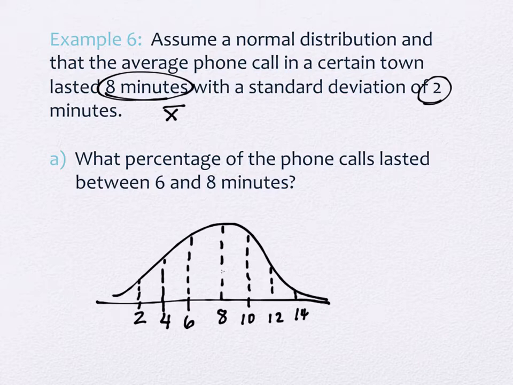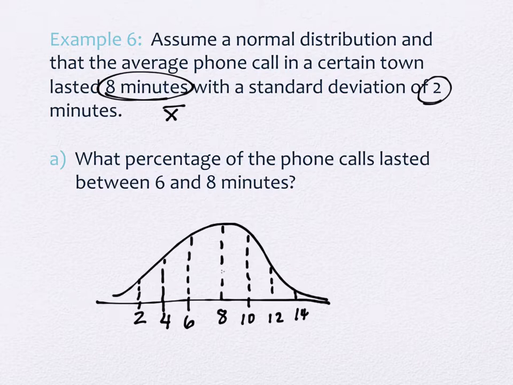So your standard deviation is how many you move for a certain percentage of the data. Okay. So ours is 2 away is going to give me 68%. So this is telling me that 68% of the phone calls are between 6 and 10 minutes. Okay? This picture is telling me that 95% of the phone calls are between 4 and 12 minutes. And it's also telling me that 99.8%, nearly all of the phone calls are between 2 and 14 minutes. That's what this picture says with the data we're given.